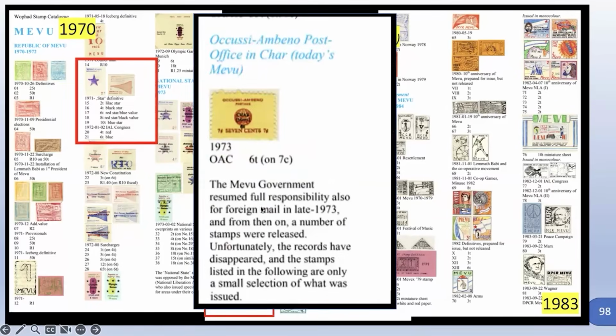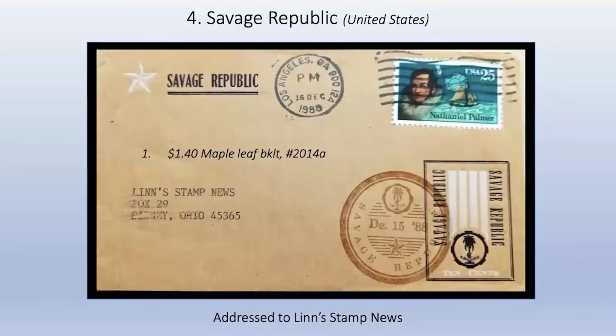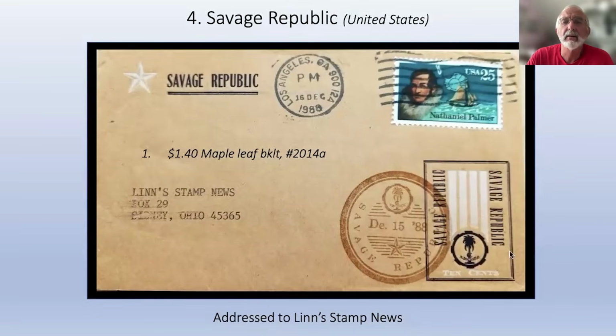The full Mevu government, the Mevu government for the foreign mail in late 1973 from the Okusi Ambino post office. Here's another fantasy country, and it's interesting because this guy created the Savage Republic postal stationery, and of course you had to still use proper postage, but here's an example of it.